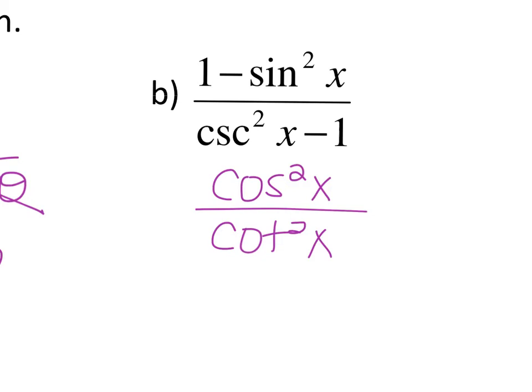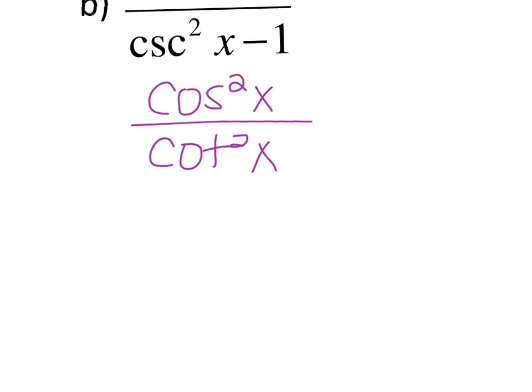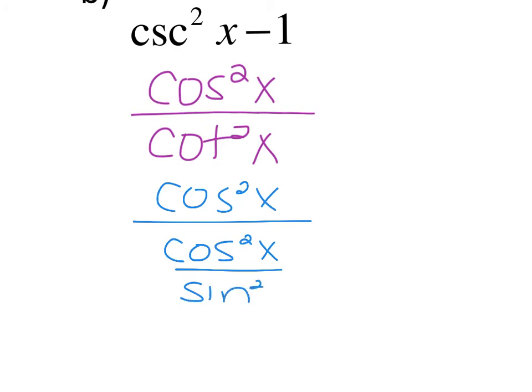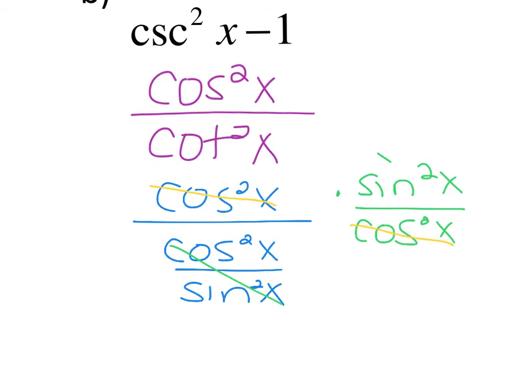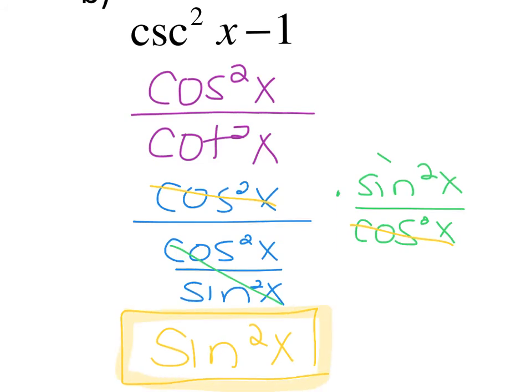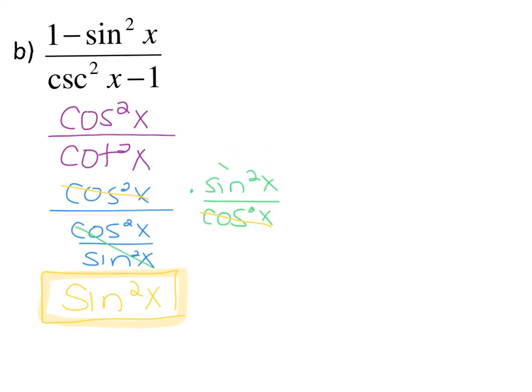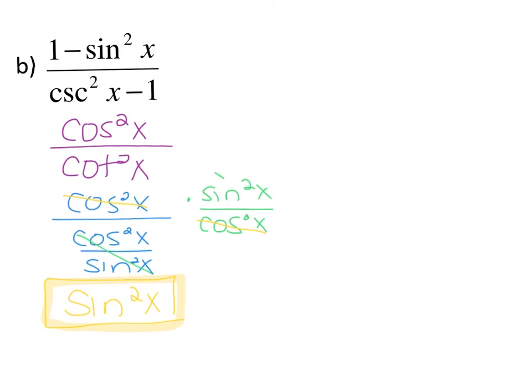All right, so is that as simple as it gets? No. What can I do with cotangent? Cosine squared over sine squared. So I could do cosine squared over sine squared. And then I've got a fraction within a fraction, so I can do keep, change, flip. Sine squared over cosine squared. So this is gone. And then cosines cancel out, and I end up with just sine squared x. But you weren't able to do it different ways than that? Yep. Okay. So what did you do? I changed cosecant into 1 over sine squared minus 1, and then I did sine squared minus sine squared.